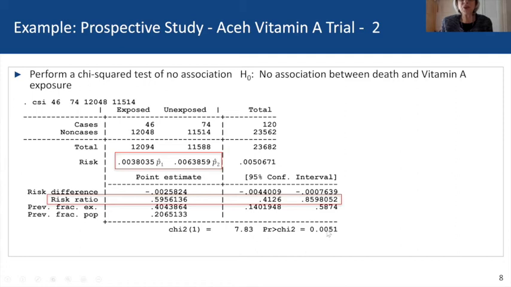We see here the chi-squared statistic gives us a p-value of 0.0051, much less than the value of 0.05, our typical significance level. So based on this p-value, we would also reject the null hypothesis. And our conclusion would be, based on the data, there appears to be an association between death and vitamin A, with a lower risk of death in the vitamin A group compared to that in the placebo group.